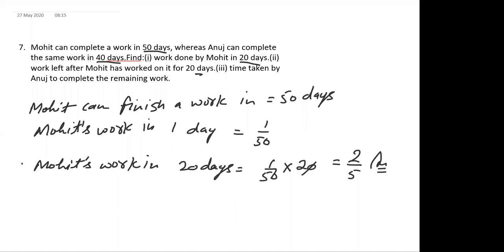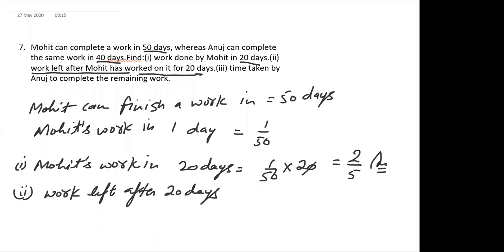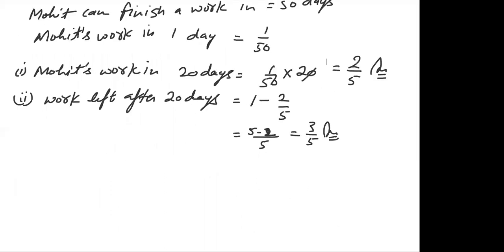Then in second part, you have to find the work left after Mohit has worked. So after 20 days, work left is equal to 1 minus 2 upon 5 because I have told you yesterday the total work is considered 1. So 1 minus 2 upon 5, 5 minus 2 is 3, 3 upon 5. This is the work left after Mohit has done the work for 20 days.